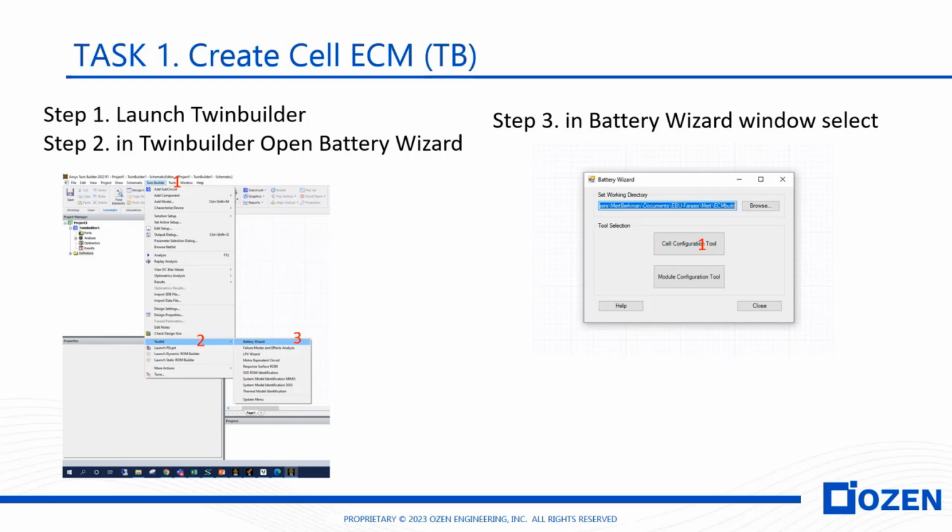So, going step by step. From here on out, I'm not going to use the software itself. I'm going to use screen captures from TwinBuilder or Fluent, and show which buttons to click and how to do the workflow to get to our final model. So we're going to open TwinBuilder, and then we're going to go to our battery wizard, which has two options, and we're going to use the cell configuration tool.